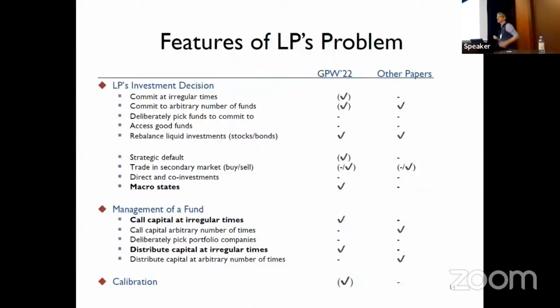So if I have a laundry list of different economic effects that I think are relevant for understanding private equity, the laundry list would look something like this. So we have the LP's investment decision, committed at irregular times. We're capturing that here with these Poisson arrivals, although we're not giving the LPs perfect choice over that. They can commit to an arbitrary number of funds, well, 1, 2, or infinity. That seems reasonably arbitrary, but perhaps not entirely. Something that's important when you talk to practitioners is this notion of access to funds and selecting funds that they want to invest in. We're not discussing that here at all.